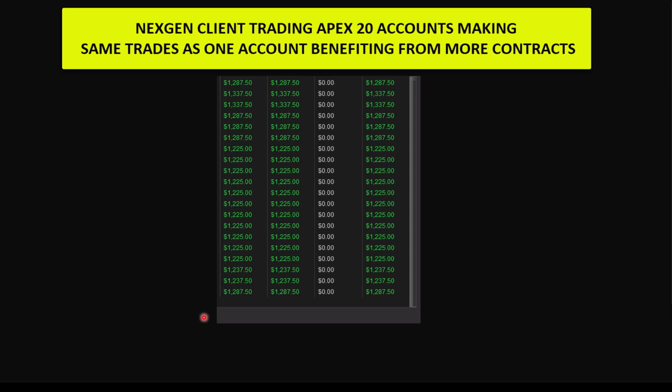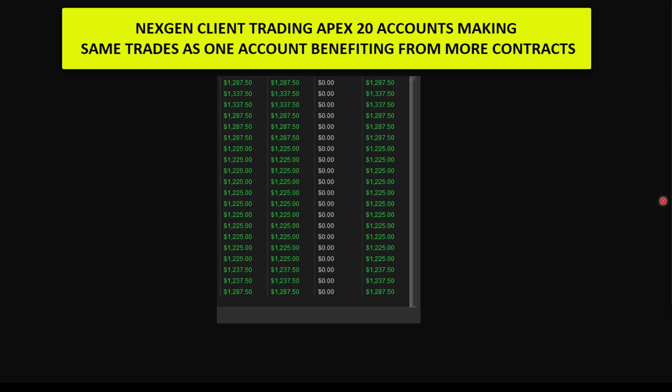multiple accounts. This trader did the same trade we were just talking about. He made about $1,200 on the trade. The benefit is that he did that one trade on 20 different accounts, so he actually made about $25,000 on that one trade.